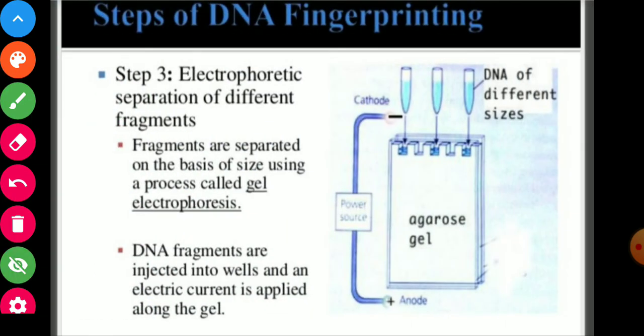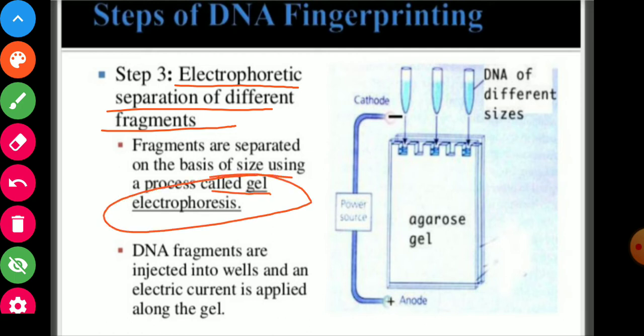The third step is called electrophoresis. So, electrophoretic separation of different fragments. Here, due to the electrophoresis, the different fragments are arranged according to their size. Fragments are separated on the basis of their size using gel electrophoresis. This is a process by which the fragments are arranged according to their size.